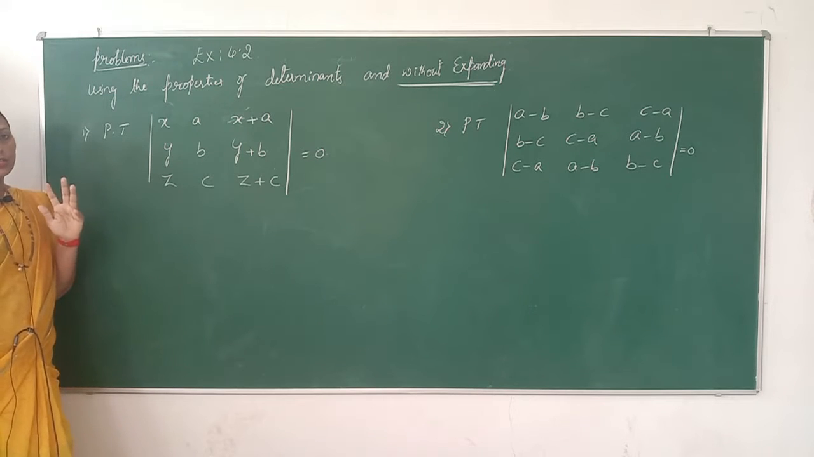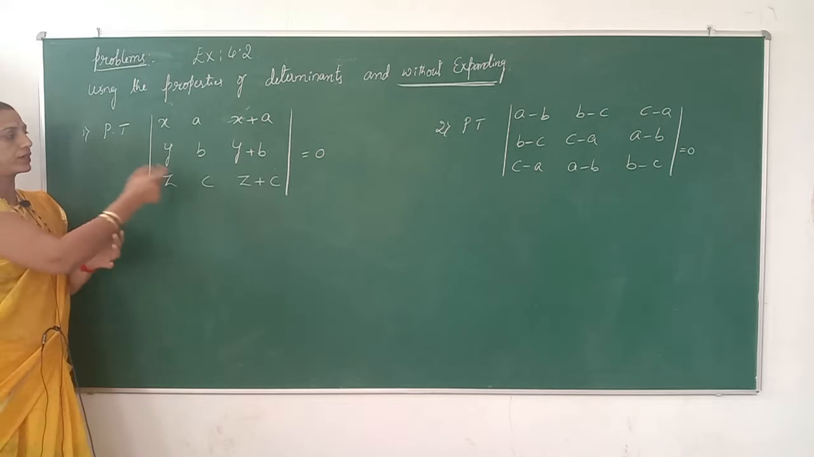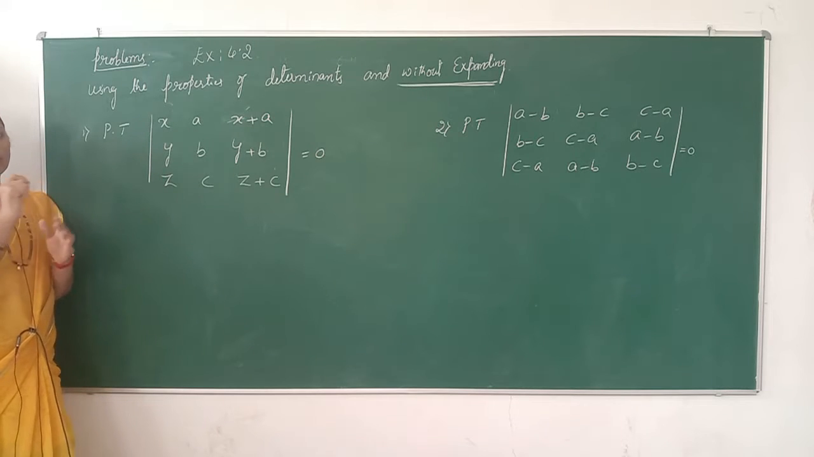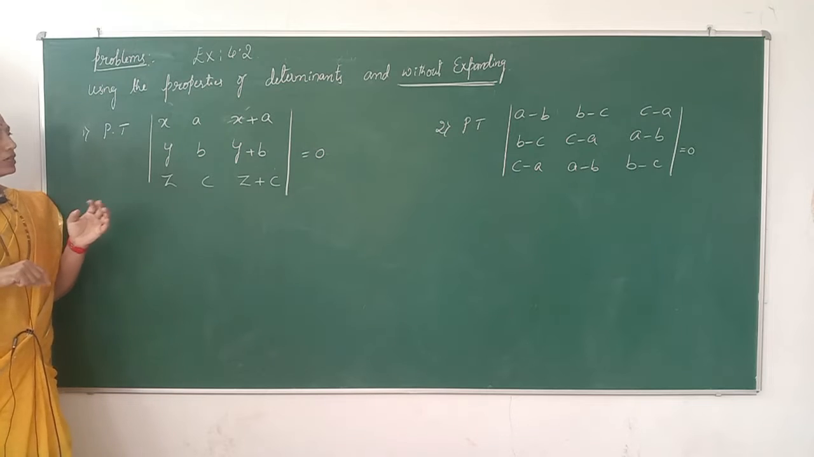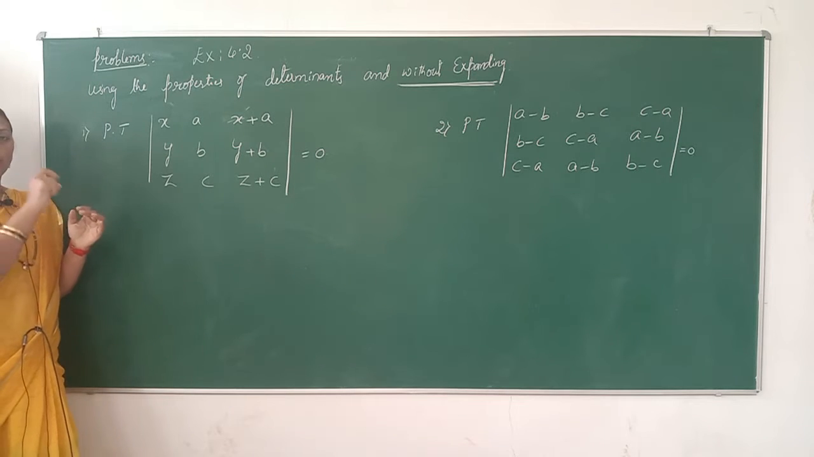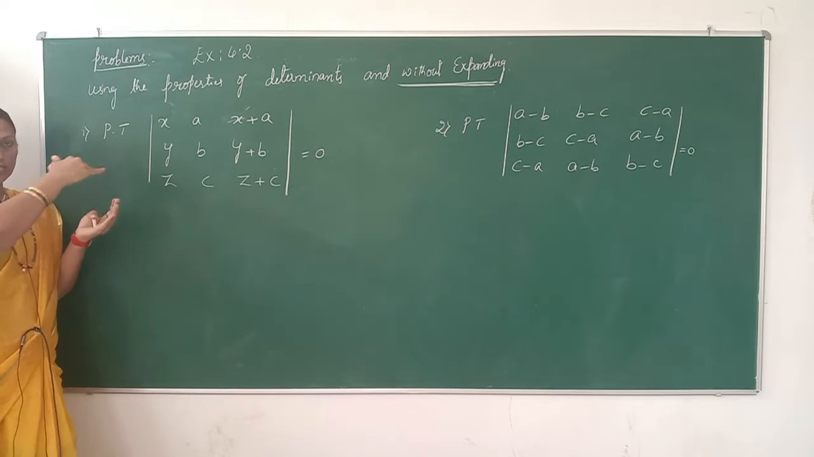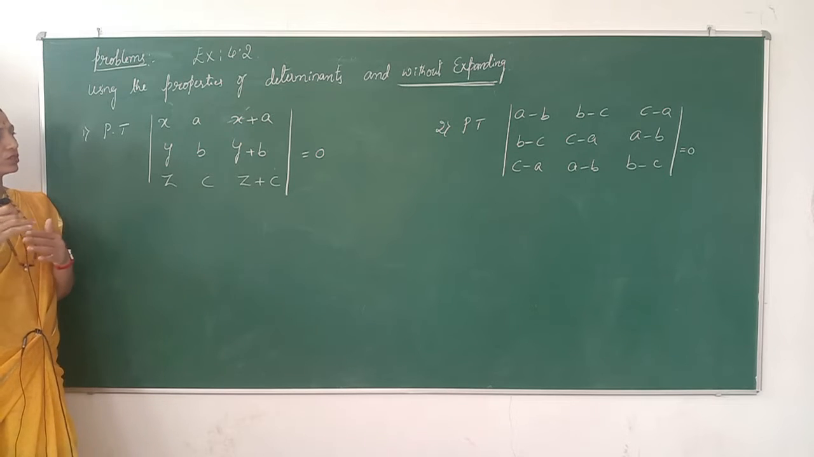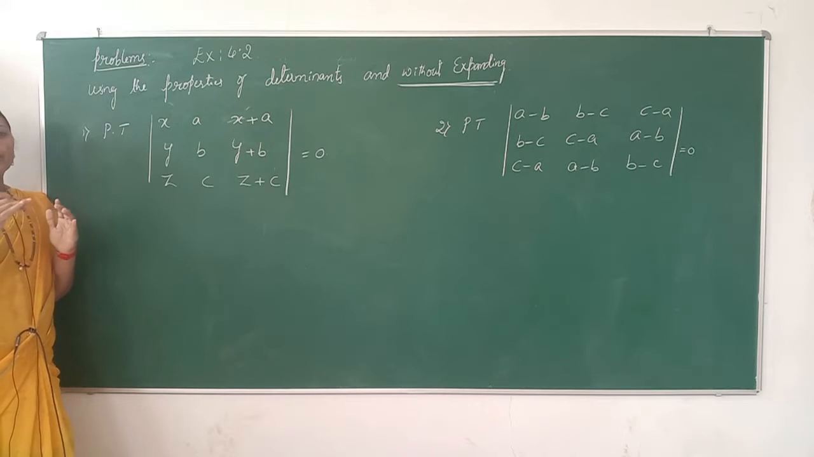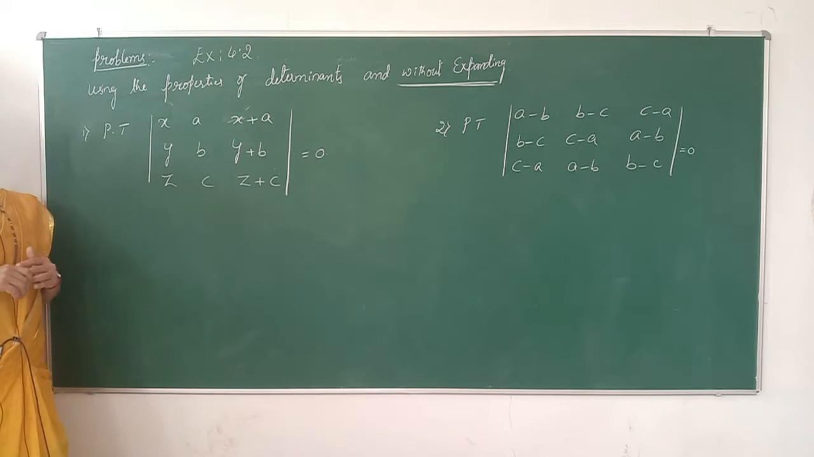The first and second properties are not necessary in all these problems, but the third and fourth will be possible in some cases, in some of the steps. So the third one is nothing but: if any two rows or any two columns are identical, then the value of the determinant is 0.